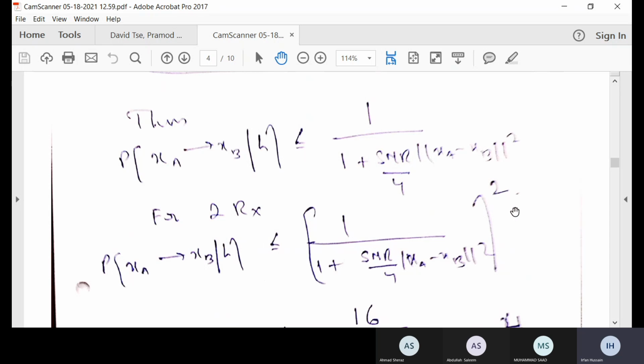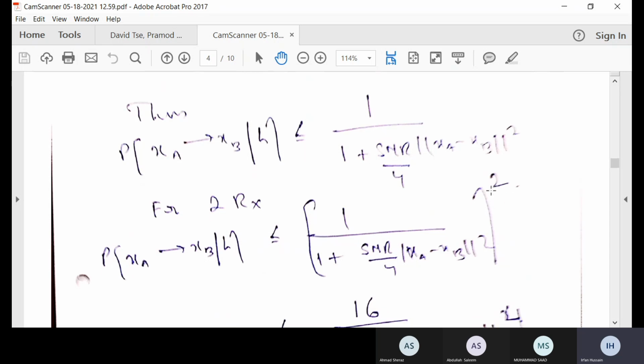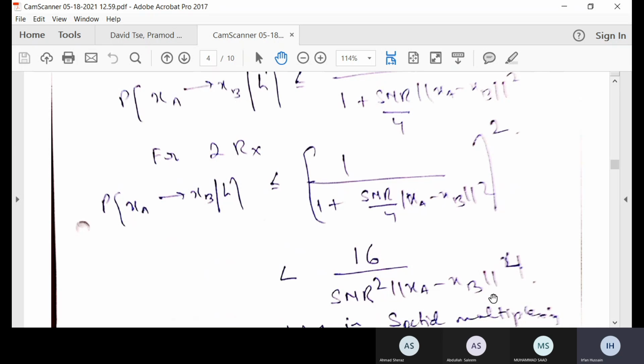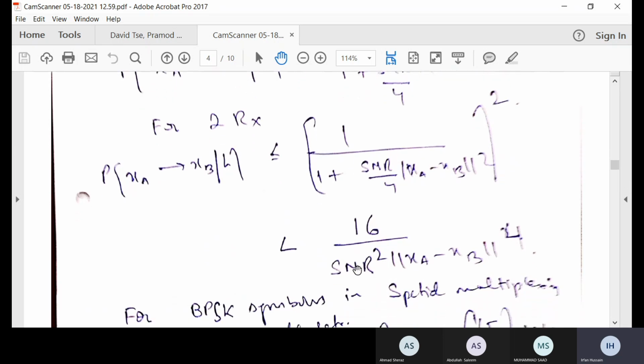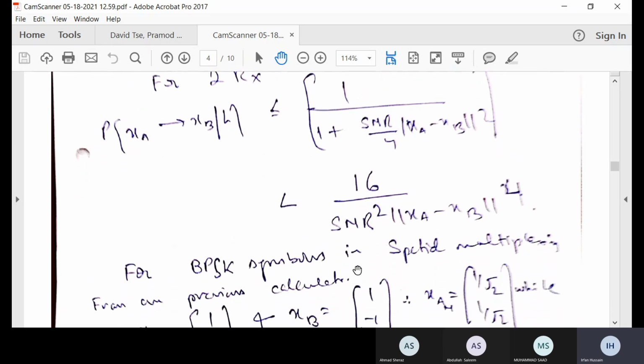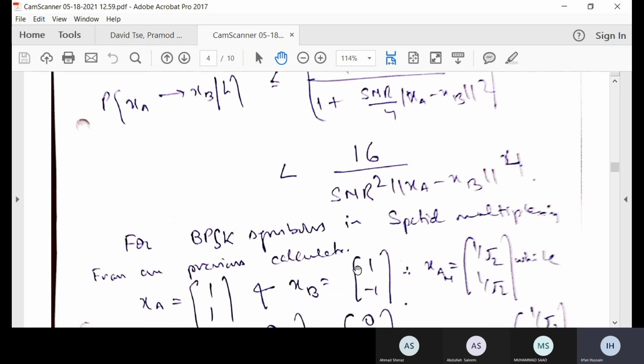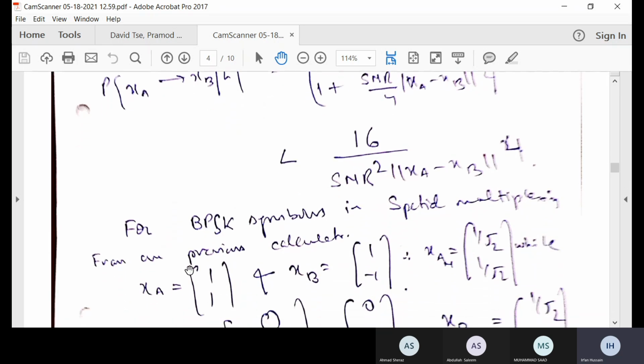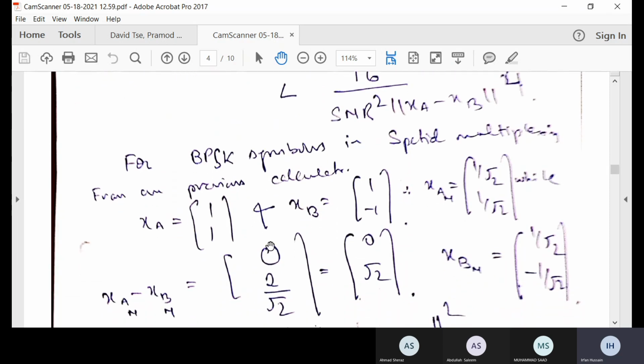And if you have two receive antennas, you will just take its square. So the meaning of square is that this becomes 4, this will become square, and this 16 will go here. Now for BPSK samples in spatial multiplexing, you can see the least error will come if I take these symbols xa and xb as follows. But remember that first we have to normalize xa and xb. Normalization will be the sum of the signal values.